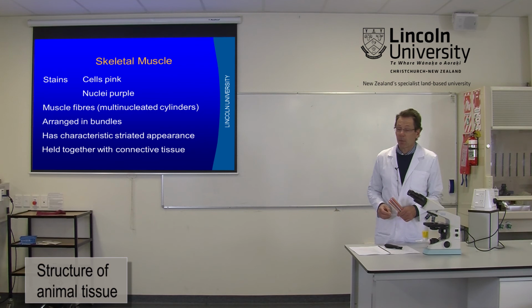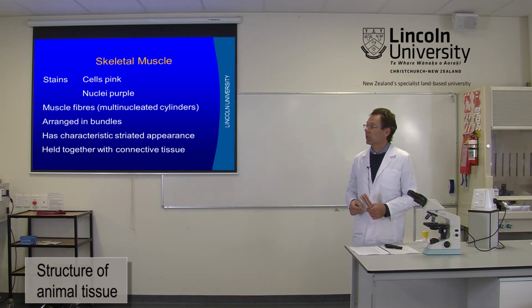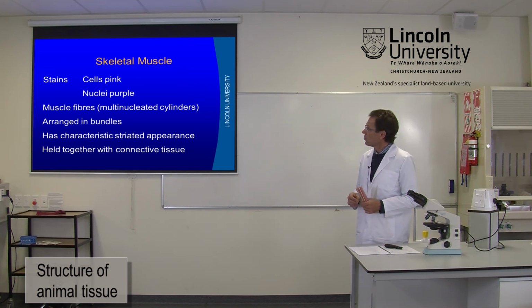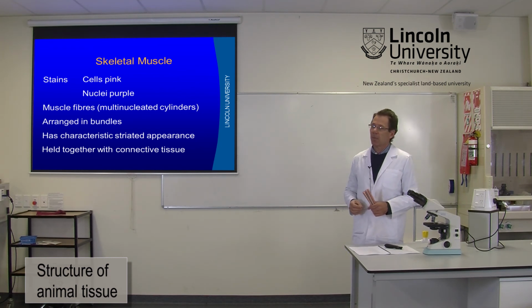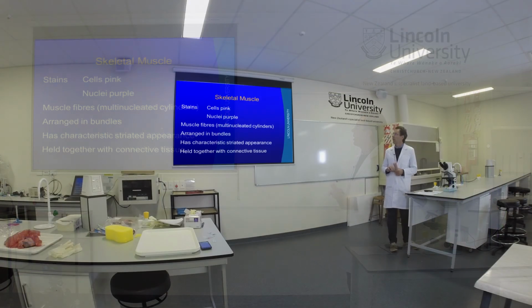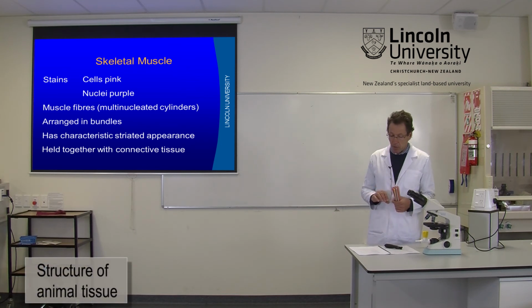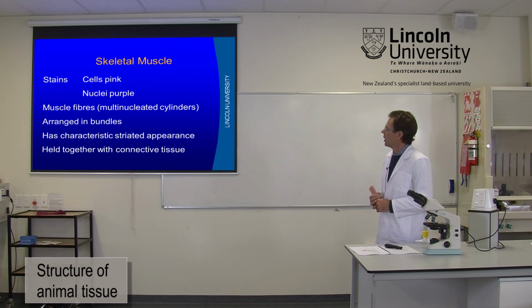So the first slide that we're going to look at is this piece of skeletal muscle. It's actually from the tongue of a sheep, and the bright pink colour that you can see just by holding the slide up is because all the cells in this slide are stained pink, and you'll see that the nuclei of those cells are stained purple. So just before we look at them, what are we going to be seeing? Well, we're going to be seeing muscle fibres.